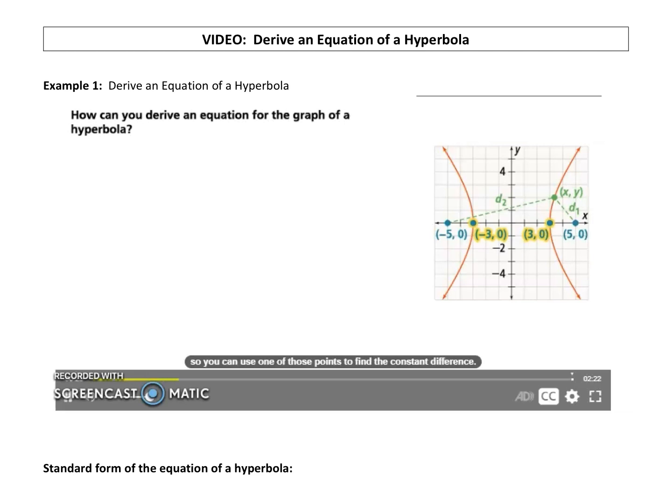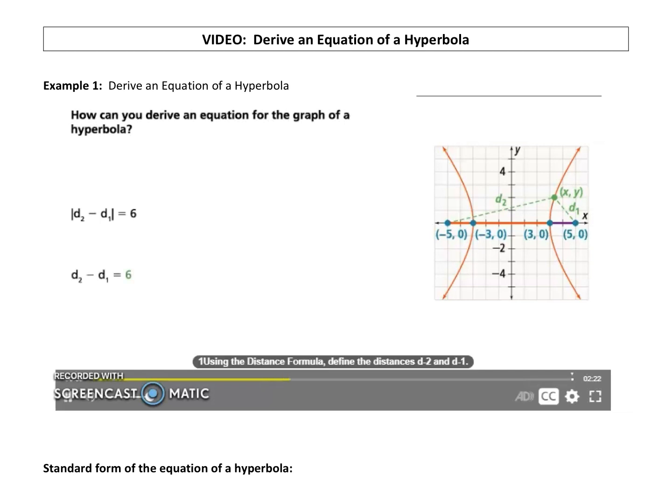find the constant difference. The distance from (3, 0) to the focus (-5, 0) is 8. The distance from (3, 0) to the focus (5, 0) is 2. The difference of these distances is 6. So by definition, the absolute value of d2 minus d1 equals 6 for any point (x, y) on the hyperbola. Absolute value is used here to make sure the result is positive.